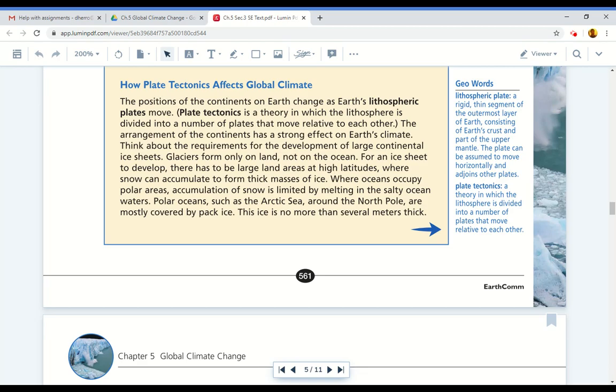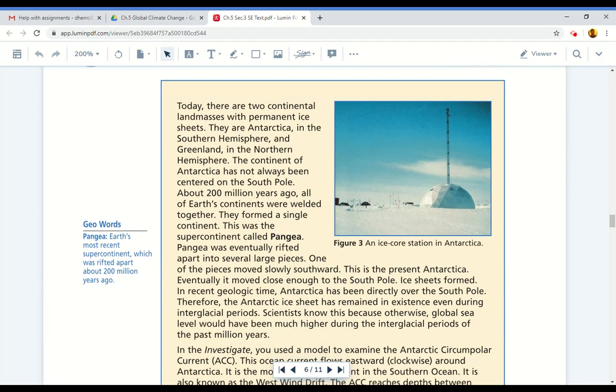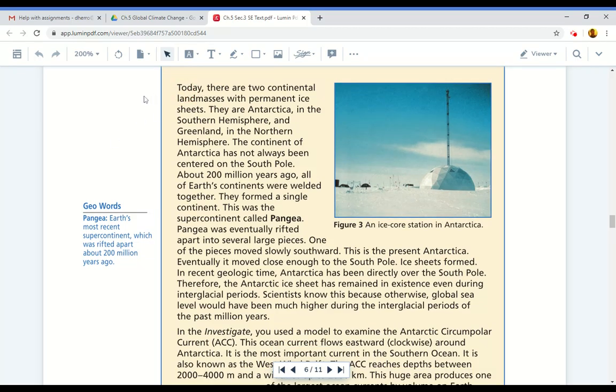Where oceans occupy polar areas, accumulation of snow is limited by melting in the salty ocean waters. Polar oceans, such as the Arctic Sea around the North Pole, are mostly covered by pack ice. This ice is no more than several meters thick. Today, there are two continental landmasses with permanent ice sheets. They are Antarctica in the southern hemisphere and Greenland in the northern hemisphere.